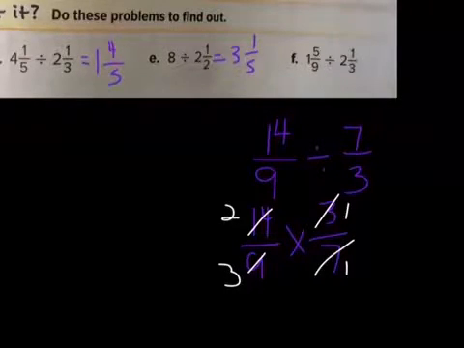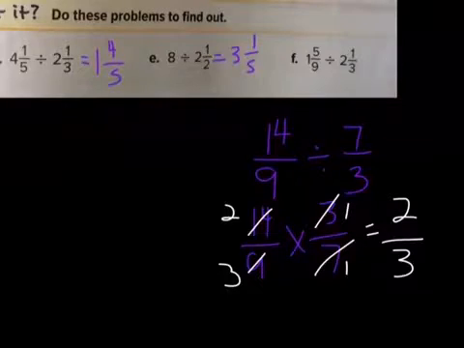And now I have 2 times 1 is 2, and 3 times 1 is 3. And there is our answer. So we can go ahead and write it at the top as 2/3.